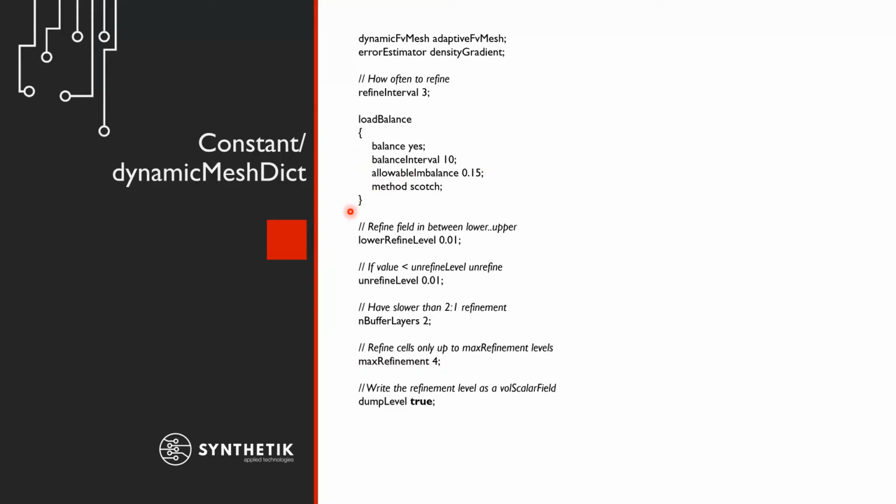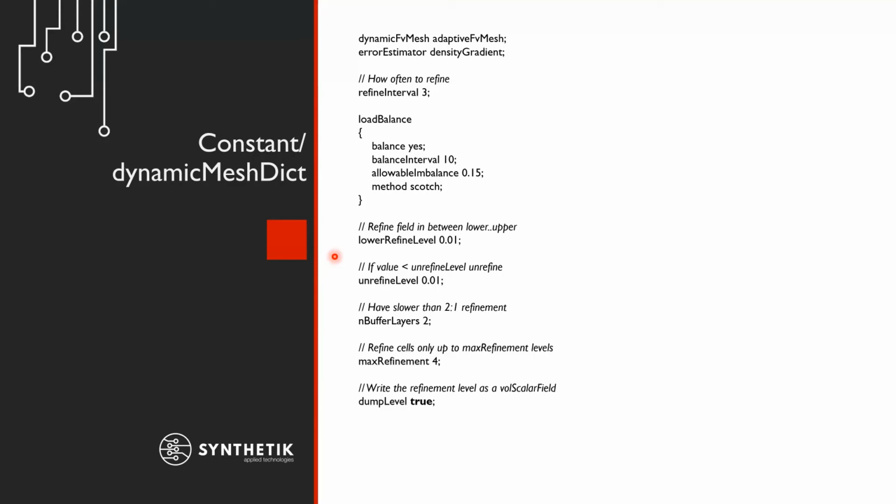And then we have lower refine level. So this is the error at which it will unrefine, or sorry, stop refining. Then we have the unrefine level, so the level at which it will actually unrefine. The number of buffer layers. So this is slightly different than the normal refine FE mesh, I think is what it is.